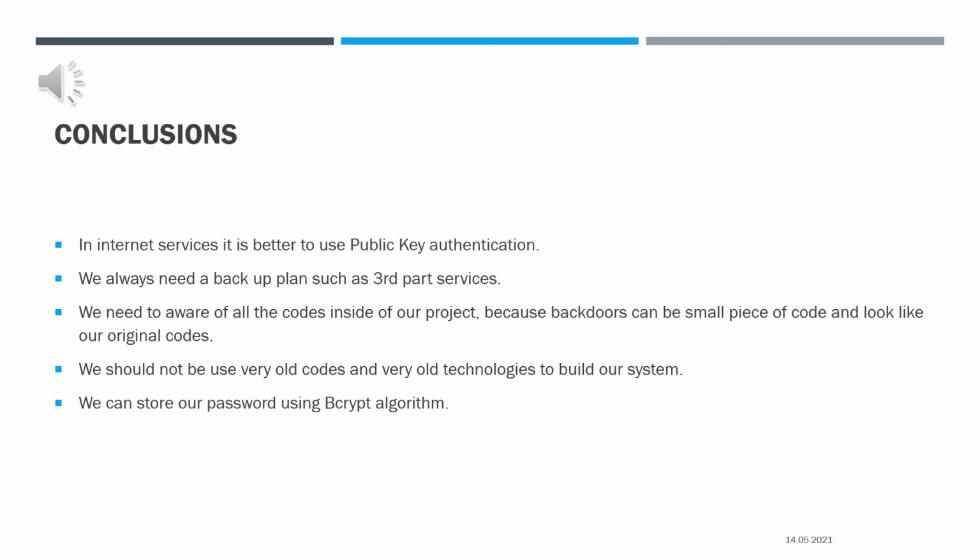So, as a conclusion, in Internet services, it is better to use public key authentication. We always need a backup plan, such as third-party services. We need to be aware of all the code inside our project because backdoors can be a really small piece of code and look like our original code. We should not use very old code and very old technologies to build our system.